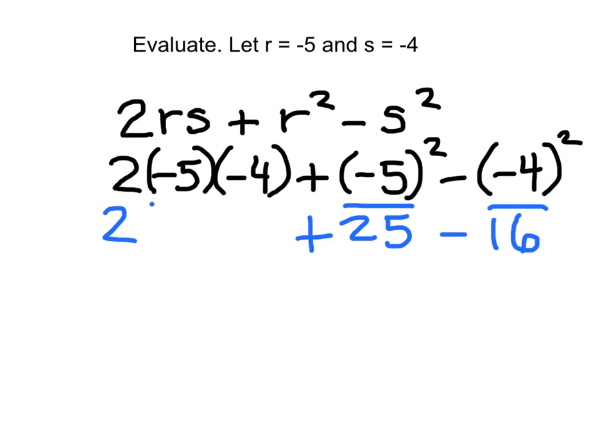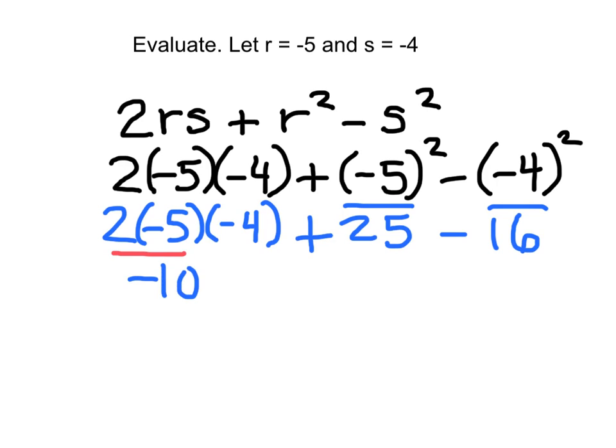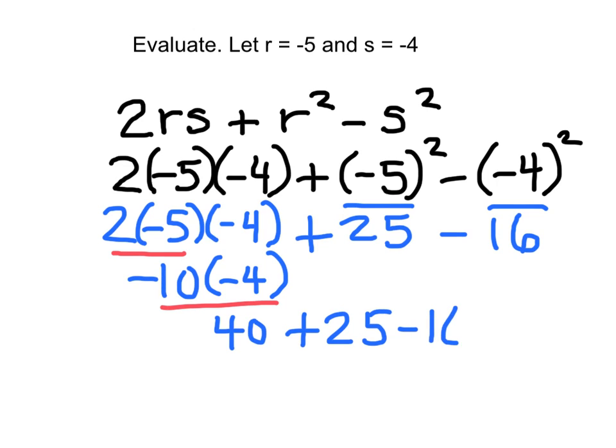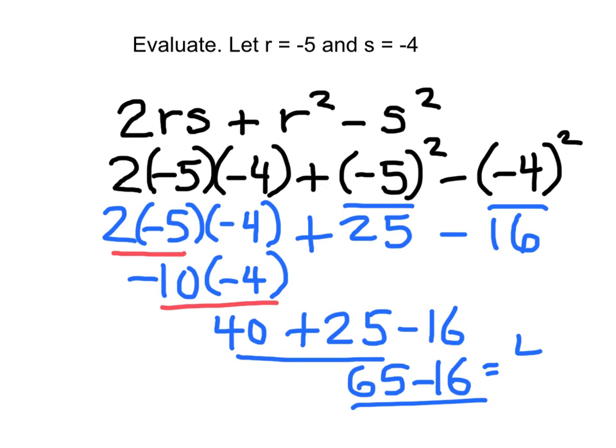Resetting, going left to right, we now have multiplication to do. There's multiplication here. 2 times negative 5 is negative 10. And then multiply again. Negative 10 times negative 4, which is positive 40. Finally, we got addition and subtraction. So 40 plus 25 is 65, and minus 16 equals 49. Okay, how'd you do?